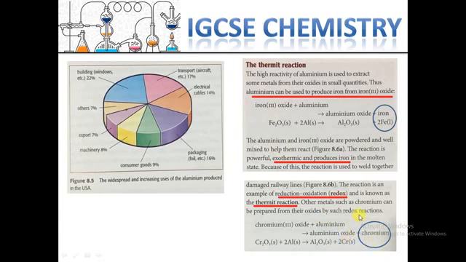Chromium is another transition metal or transition element, but transition elements are all metals. That's why it's sometimes called transition metal or transition elements. Same as this strategy, chromium can be produced by reacting chromium(III) oxide with aluminium, and then they produce aluminium oxide and chromium, in the form of powder.